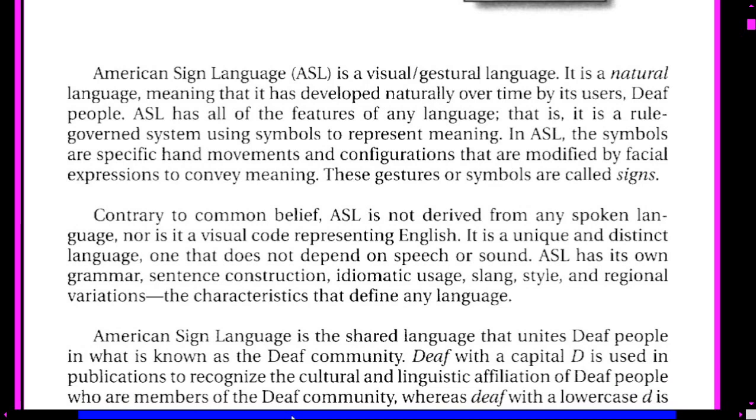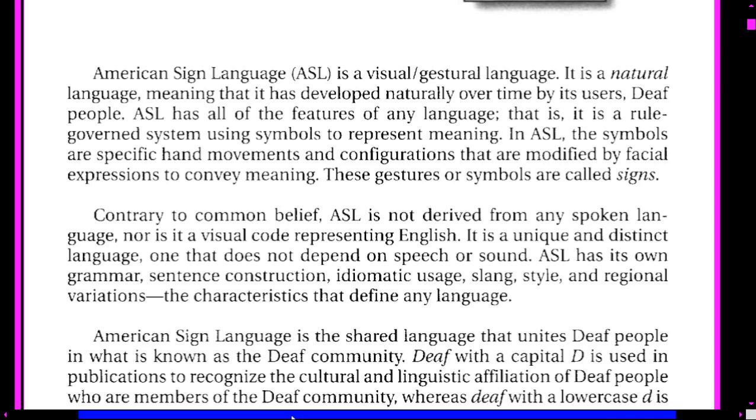That is, it is a rule-governed system using symbols to represent meanings. In ASL, the symbols are specific hand movements and configurations that are modified by facial expressions to convey meaning. These gestures or symbols are called signs.